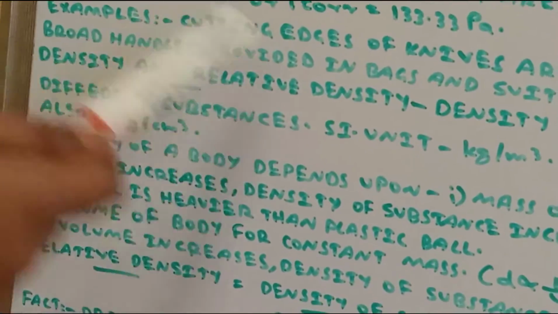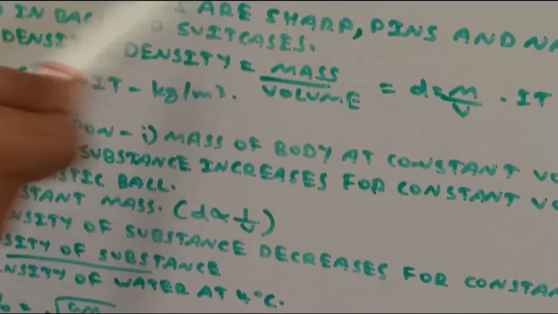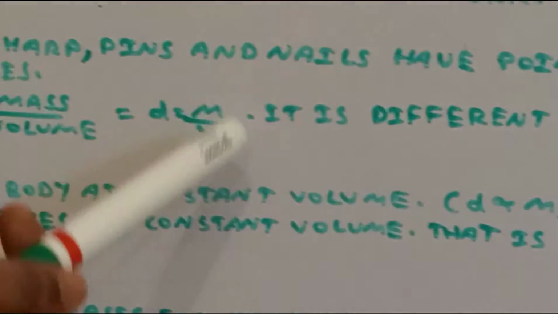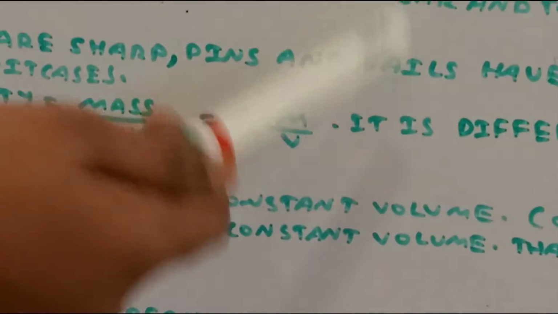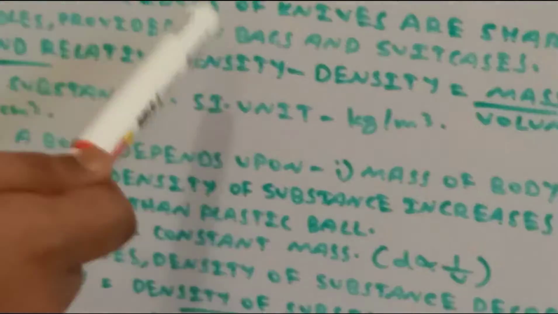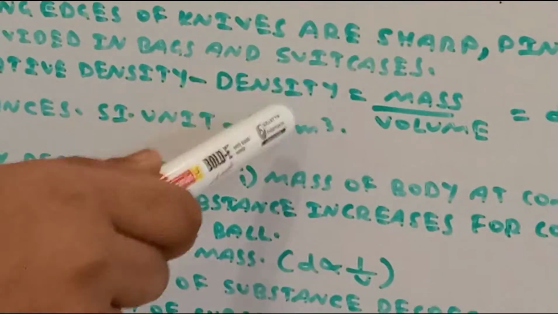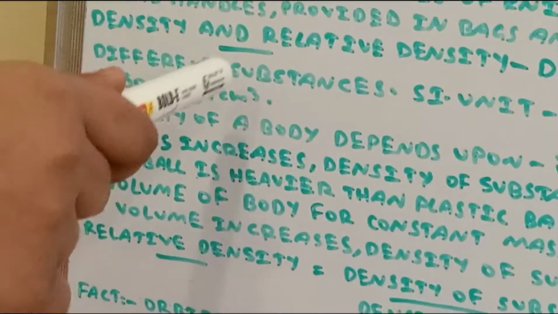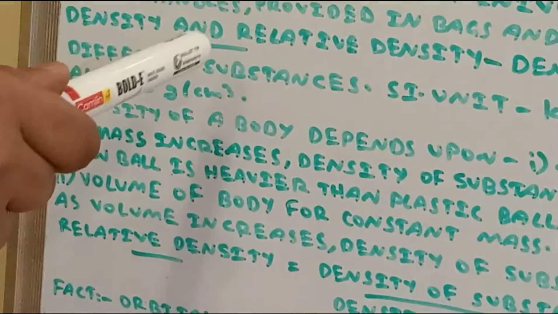And also density and relative density. Density is given by mass by volume, or D is equal to m by V, where D is density, m is the mass, and V is volume. It is different for different substances. The SI unit of density is kg per meter cube. It is also written as gram per centimeter cube in different units.